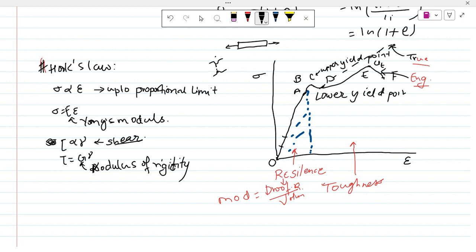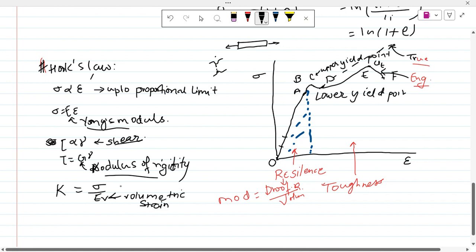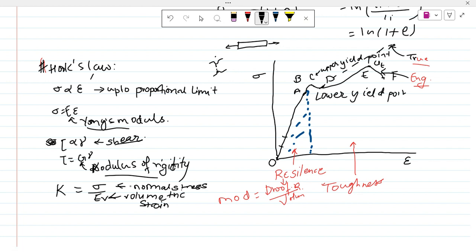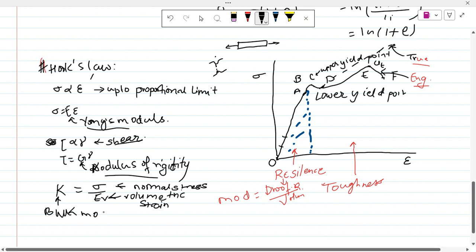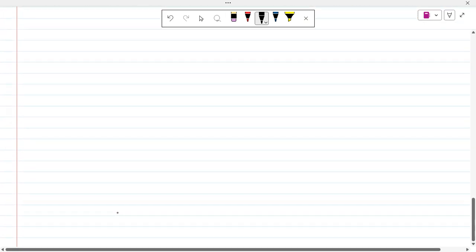The bulk modulus applies in 3D. In 3D compression, tension or any kind of loading, there will be volumetric strain. We know Young's modulus and modulus of rigidity. Now there is the concept of bulk modulus K, which is normal stress upon volumetric strain. So we have known about Hooke's law: Young's modulus, modulus of rigidity, and bulk modulus.